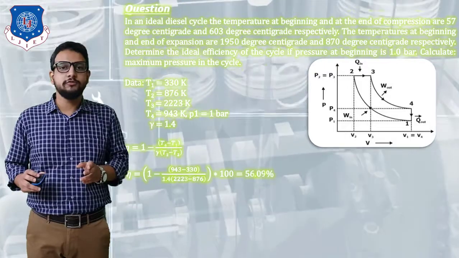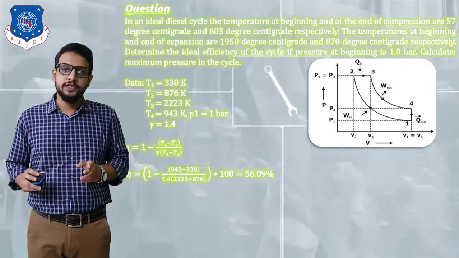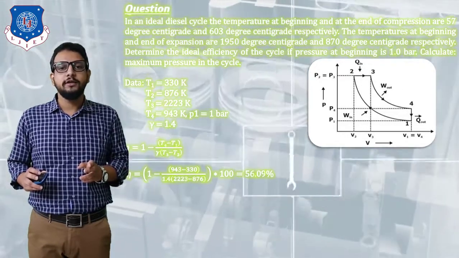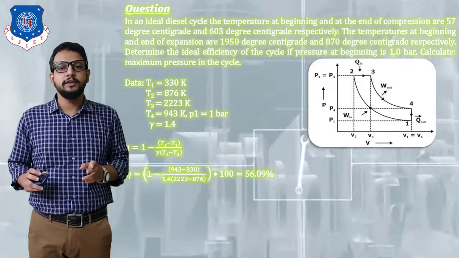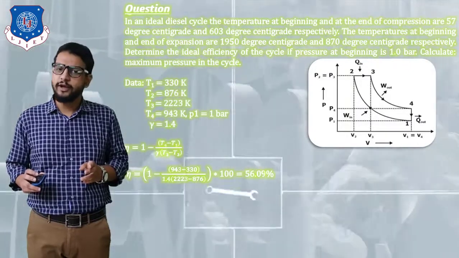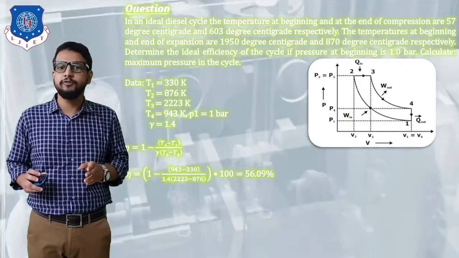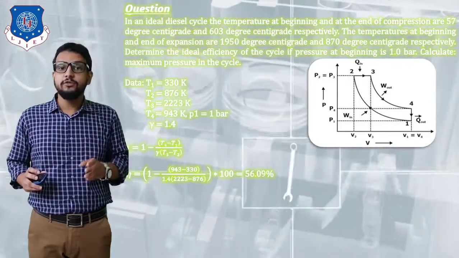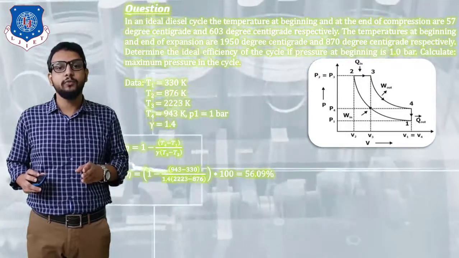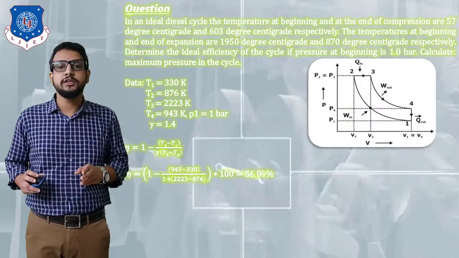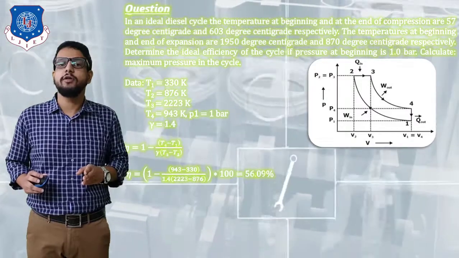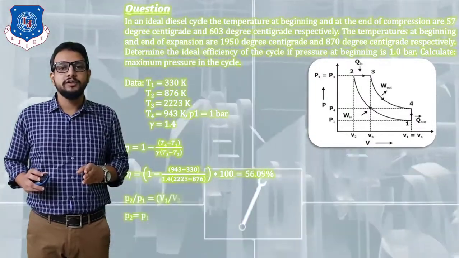Now how can we solve this numerical? First of all, write down the equation of efficiency. Eta equals 1 minus (T4 minus T1) upon gamma times (T3 minus T2). This equation I have written in the form of temperatures. Since all the 4 temperatures are known, we can directly use the equation of efficiency in terms of temperature. So eta is equal to 1 minus, substituting all the values of T1, T2, T3 and T4, we get efficiency 56.09%. So the first task is completed.